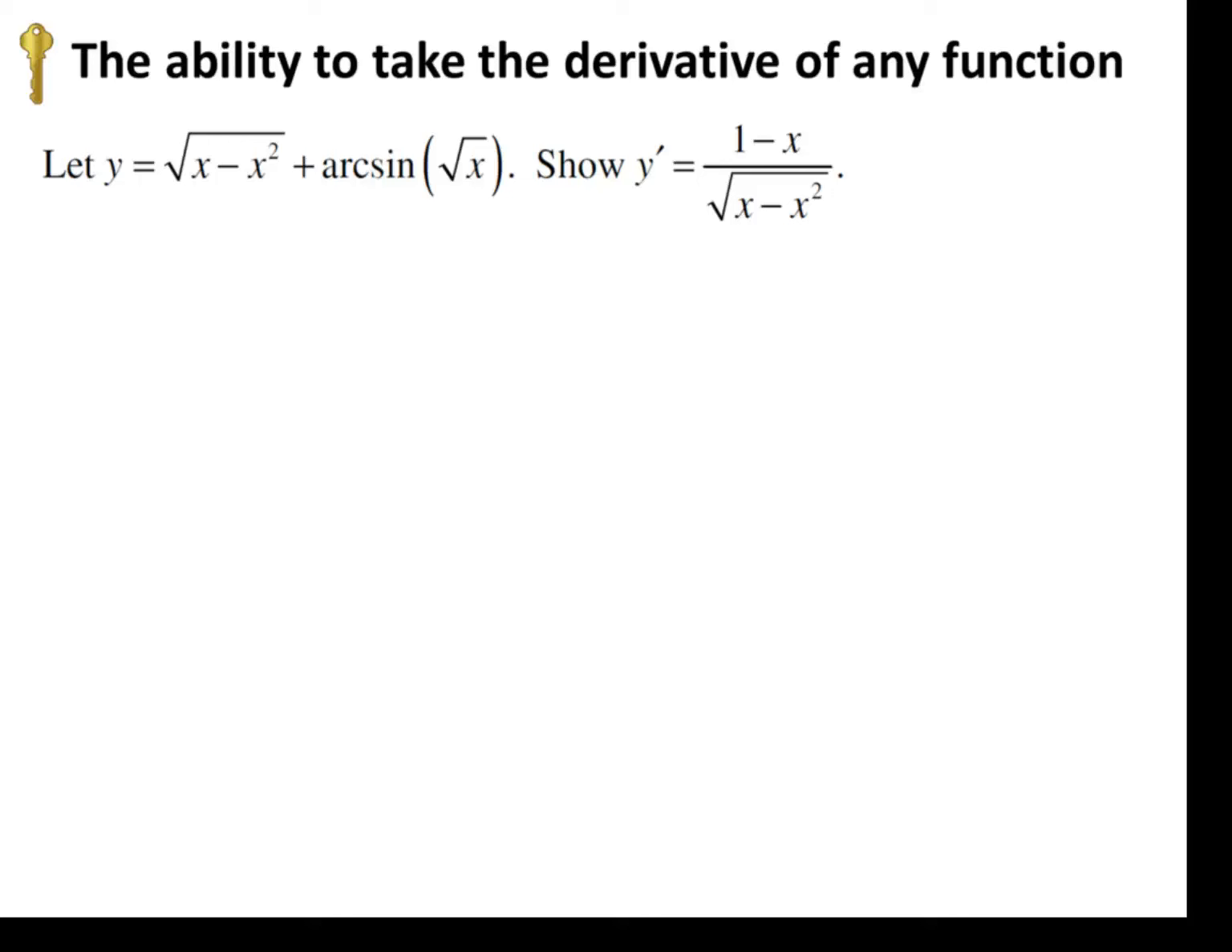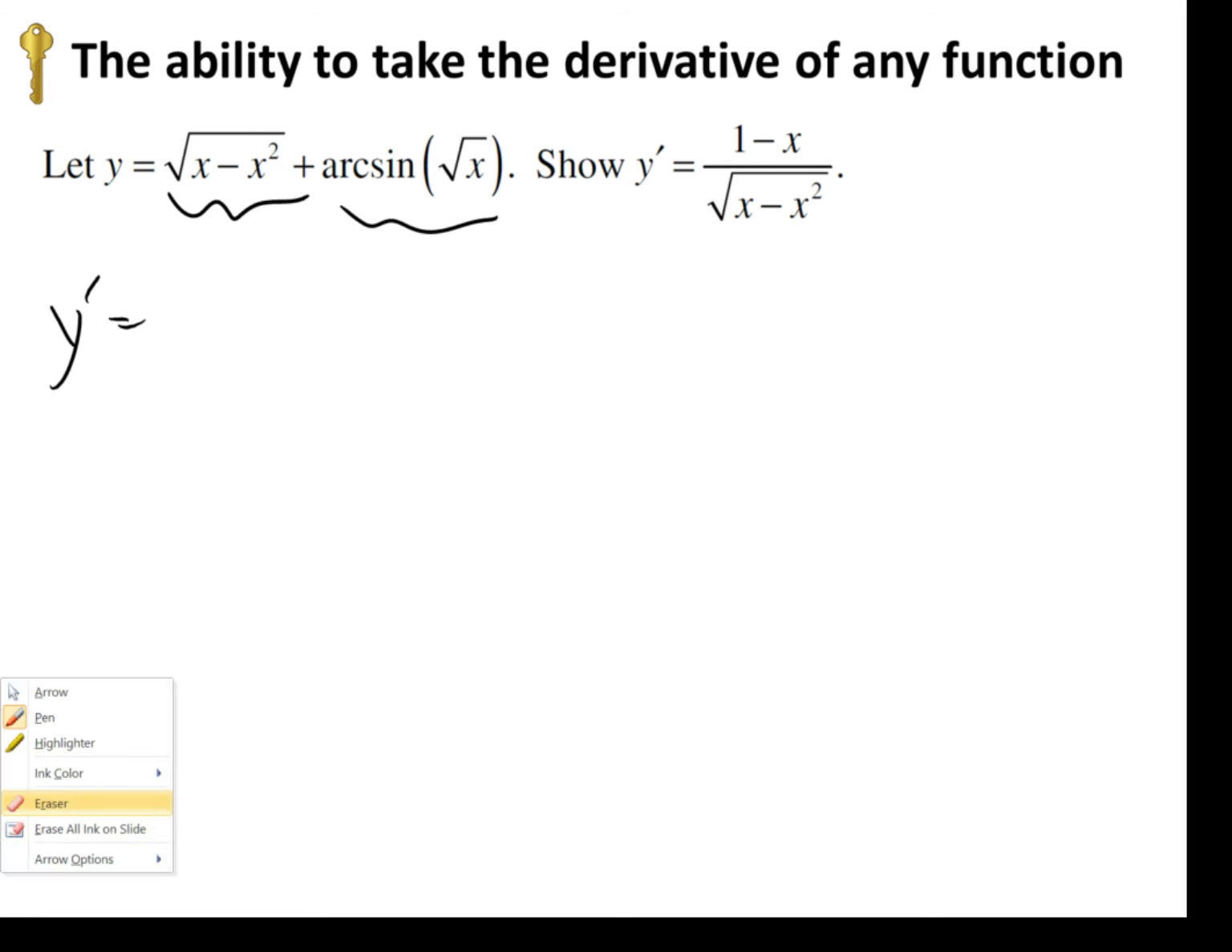So let's take this derivative. There's two functions here. Okay? The square root of x minus x squared and the arc sine of root x. This is my first midterm, last fall. This was on there. Okay? So what's the first part of the derivative? What is this guy's derivative?